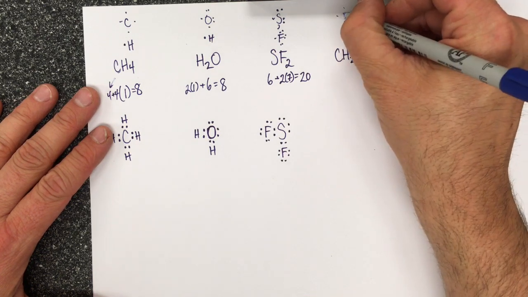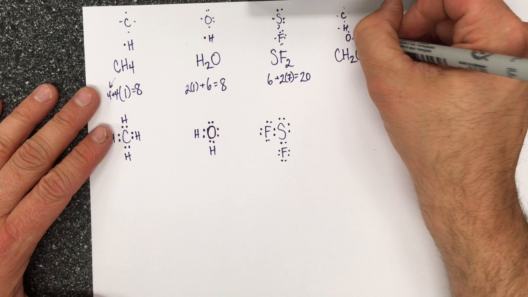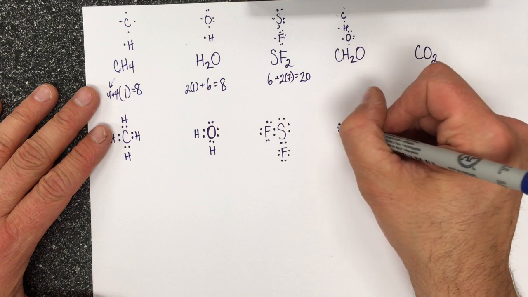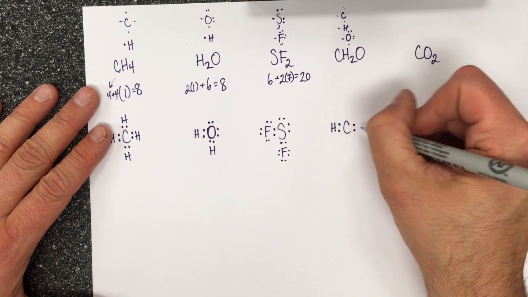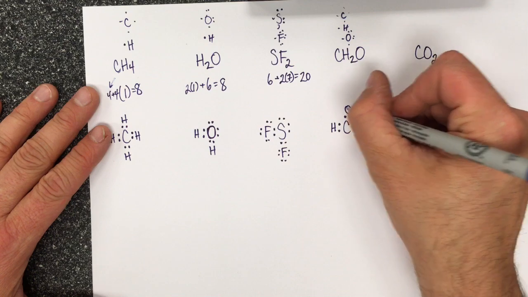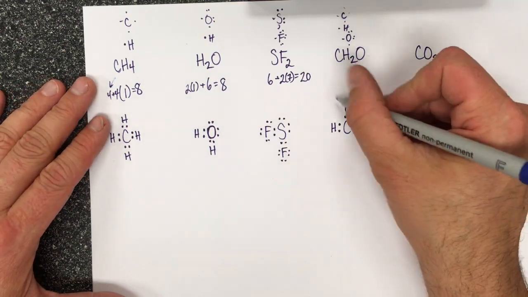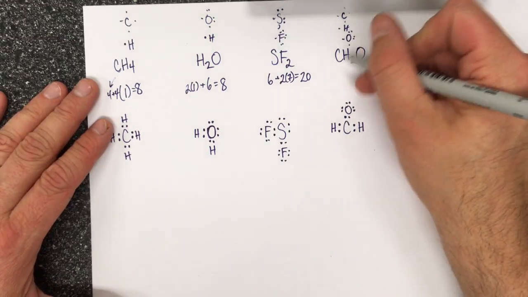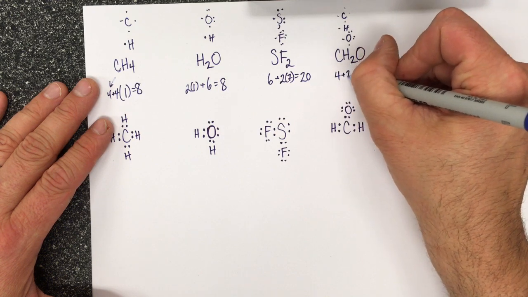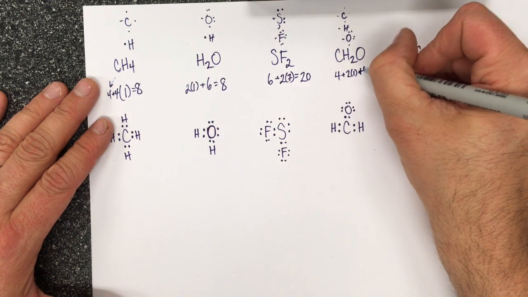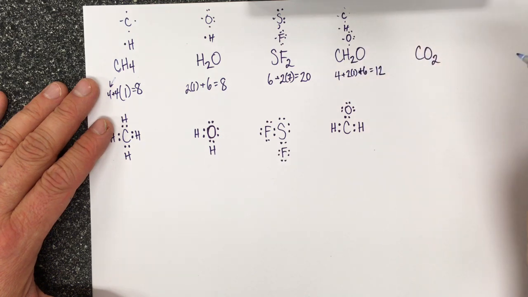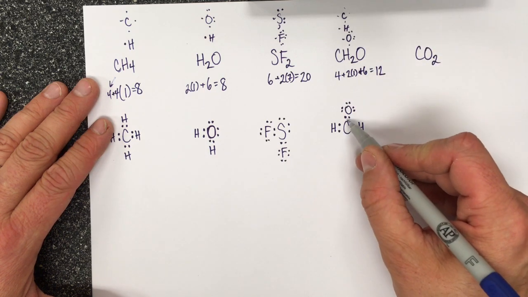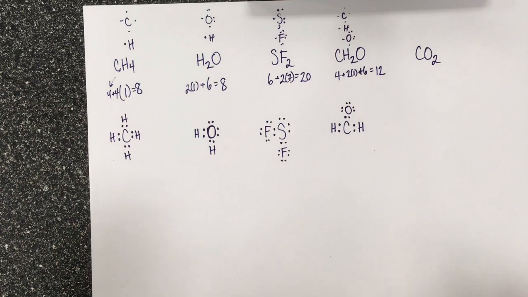Carbon, again, has 4, hydrogen has 1, and oxygen has 6. So carbon is still my central atom. I make my bond to my hydrogen, I make my bond to my other hydrogen, and a bond to oxygen. I fill up the octet. Hydrogens are full, but I will fill up my oxygen. At this point, though, oh, and I didn't count them, so I had 4 plus 2 times 1 plus 6, so I've got 12 electrons here. 2, 4, 6, 8, 10, 12 electrons uses them all up.